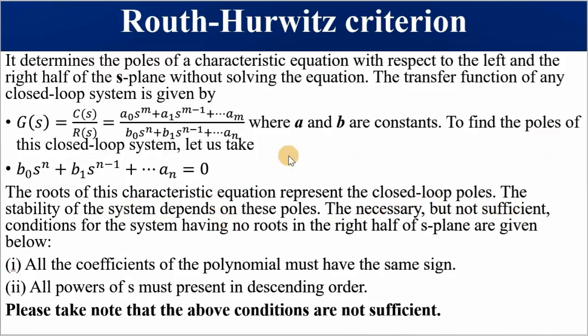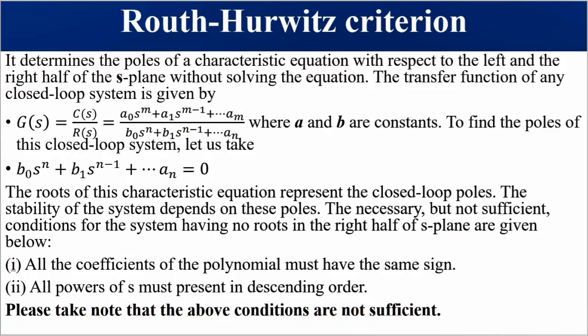The necessary but not sufficient conditions, we took note of this, are that all the coefficients of the polynomial must have the same sign, B0, B1, and so on, and all the powers of S must be present in descending order. You can see the descending order, and please take note that the above conditions are not sufficient.